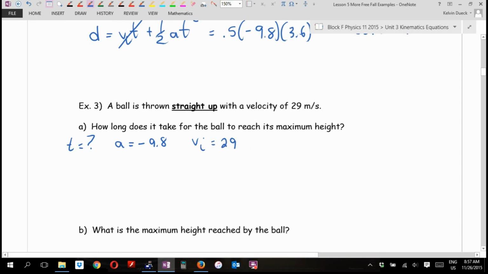And now I'm going to come back to Andy, because Andy had that aha. Andy, when you throw something straight up, at the top for a split second, how fast is it traveling?